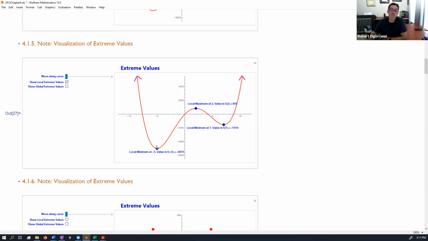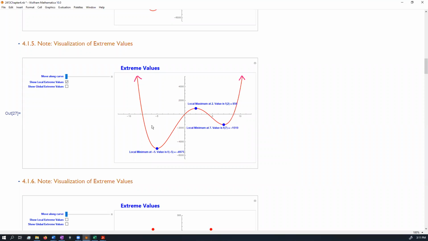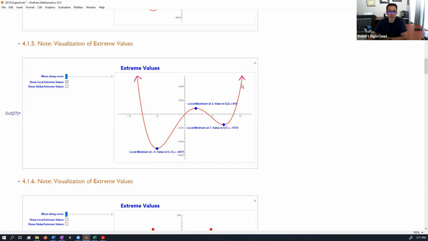Does it have a global maximum? No, because infinity is not a real value. It's just an idea. It keeps going up, so you cannot say there's a highest value here. So this would have a global minimum of -5. The value would be -4,975. That's the lowest point on the graph. But there is no global max because there is no highest point on the graph; the arrows imply that it just keeps getting bigger and bigger. Okay.